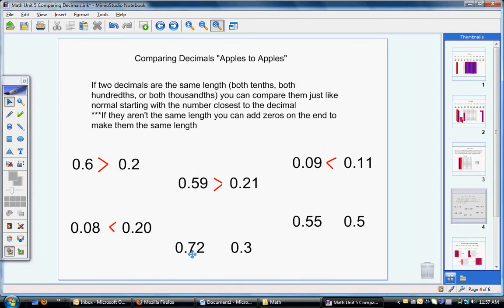Here again I have another problem. I have 2 place values, but I only have 1 here. Can you remind me what it is I need to do?